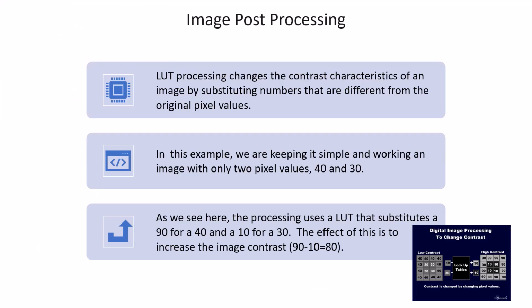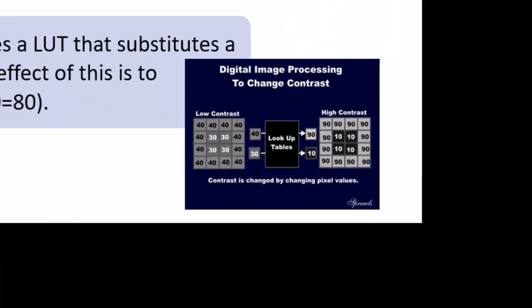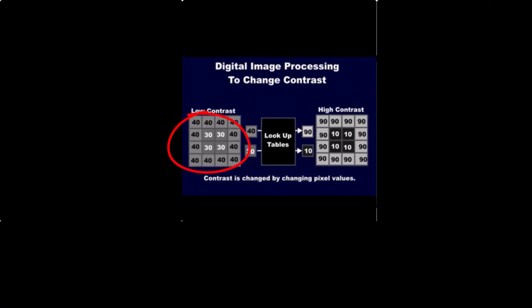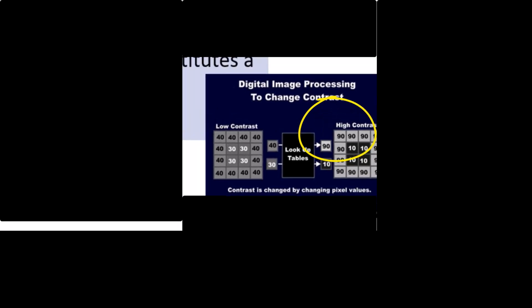We use the lookup tables for post-processing. The lookup table processing changes the contrast characteristics of an image by substituting numbers that are different from the original pixel values or the original captured data. In this example, we are keeping it simple and working on an image with only two pixel values, 40 and 30. The 40 and the 30 would be the original acquisition intensities, and we want to change these to higher contrast, so we'll change them to 90 and 10.